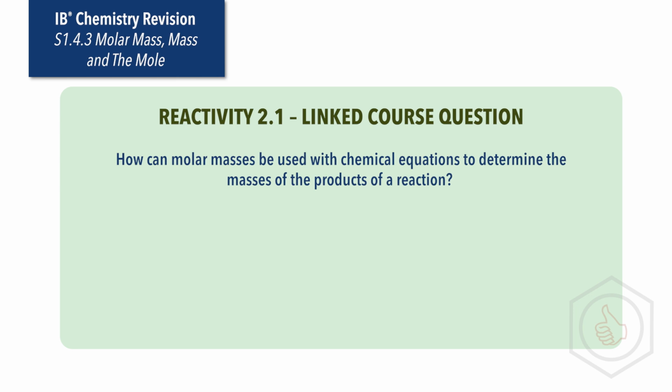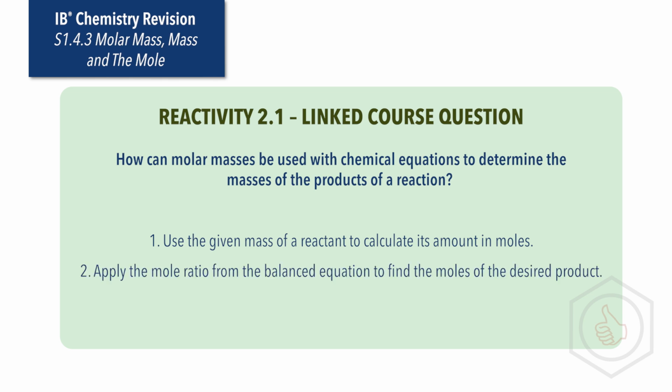Linked question here: how can molar masses be used with chemical equations to determine the masses of the products of a reaction? The general process is to use the given mass of a reactant to calculate its amount in moles, apply the mole ratio from the balanced equation to find the moles of the desired product, and multiply the product's moles by its molar mass to obtain its mass. This method links the theoretical relationships in an equation to real laboratory quantities, allowing the prediction of product yields or reactant requirements.